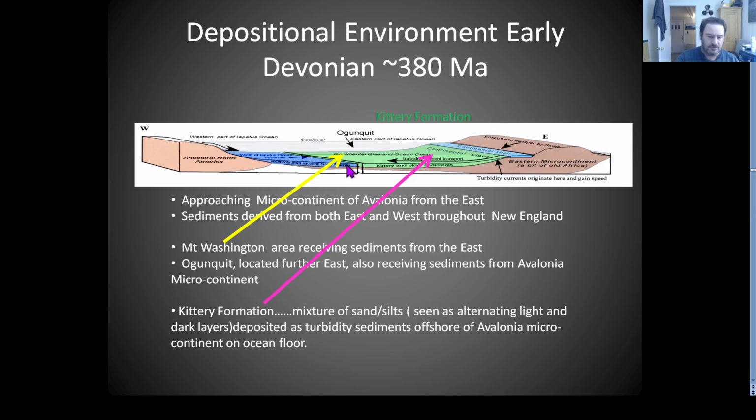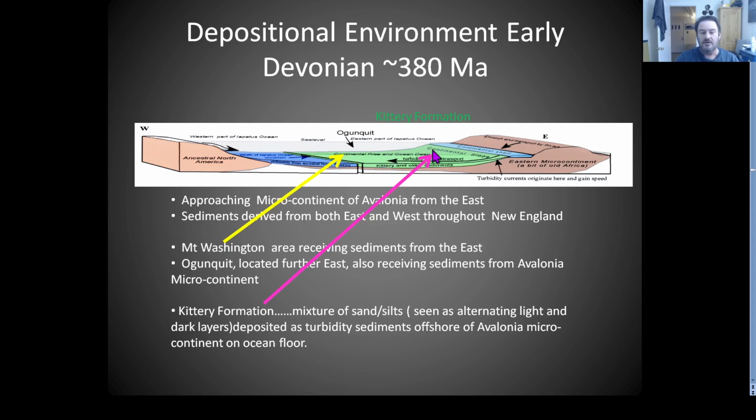So if Washington is receiving sediments from the east, it is much higher from sea level than Ogunquit. It is also a much thicker stack. It's showing us that the sediments are in the order of miles thick. Although it's not the same sediment source as we have here in the Kittery Formation, it is similar. It's just a different area, but it has a lot of the same sediments, basically deeper, finer silt sediments mixed in with some sands.